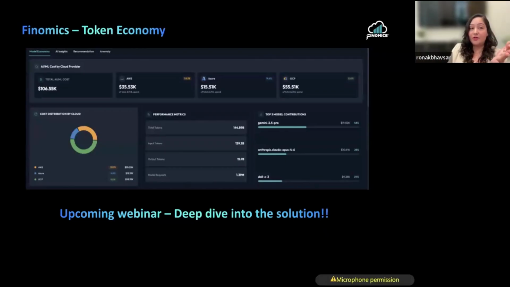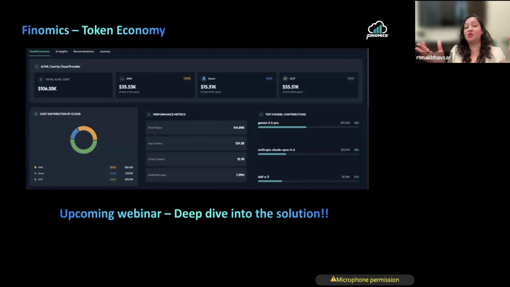But for now, as you can see, it's telling you what is your total AI ML cost per provider, how much is your AI ML cost, how is your cost distributed. So it gives you the charts and graphs and the quick visualization that the executive levels are currently looking at. It tells you your input token count, output token count, and then it is also telling you that, okay, these are your 3 top contributors, right? These are the models that are costing you the most.